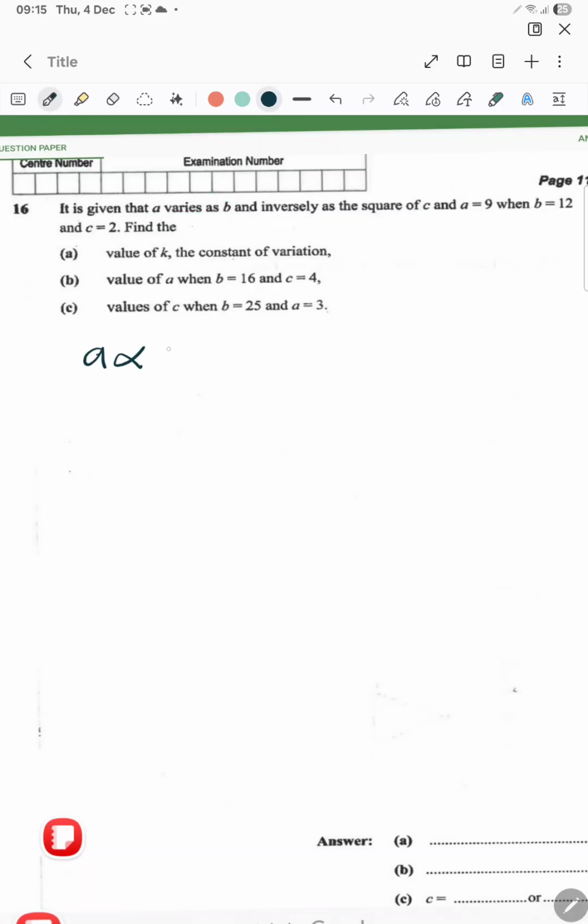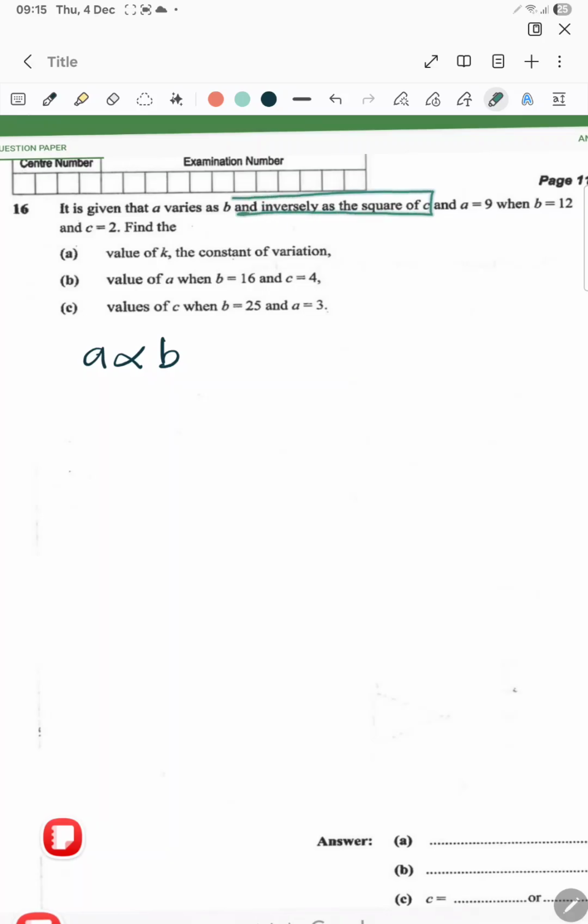A varies as B. That is called direct variation. So this A is varying as B. You use this symbol to mean variation. A is varying as B. So this is direct variation. And inversely as the square of C.